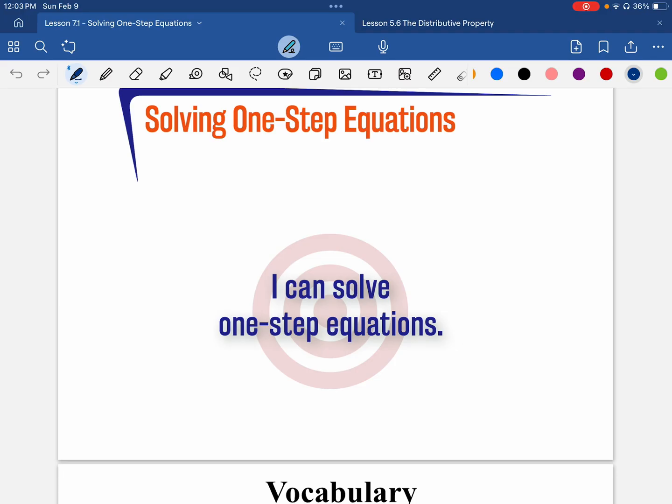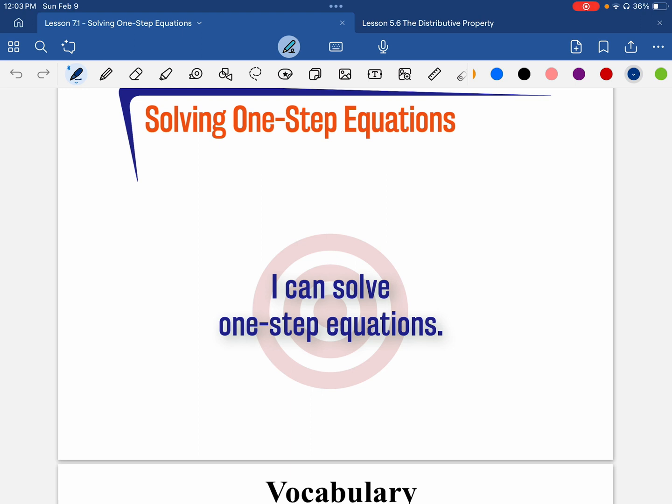We are moving on to chapter 7. This one is all about solving equations and inequalities. We're going to start out small, with ones that are one step, and then we will gradually get into two-step and so forth. So today, I would like you guys to take some notes in your math notebook.